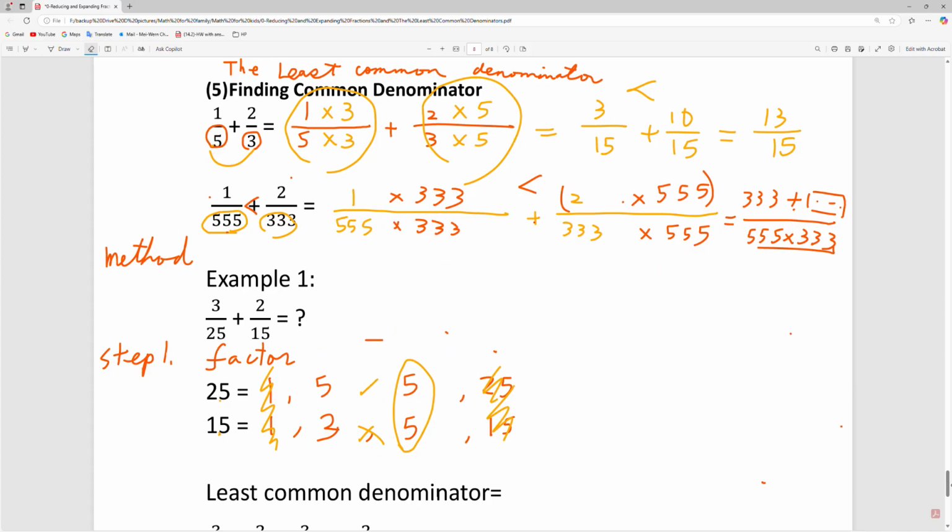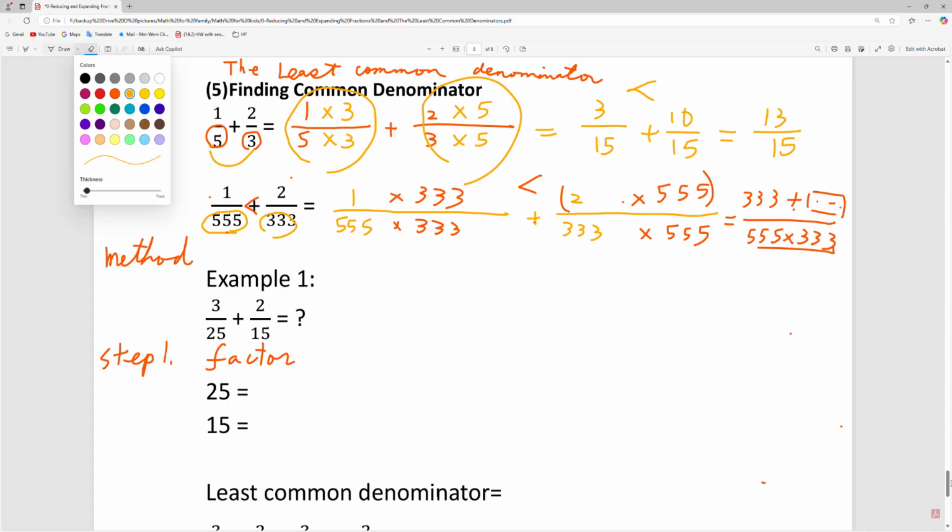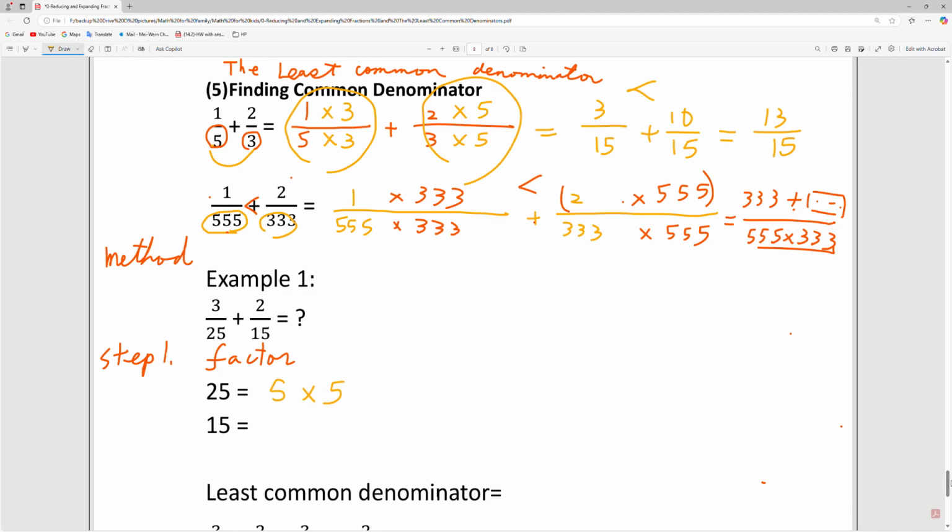Okay, step 1, we factor. You can use the method starting from 1, 2, 3, 4, 5 to guess the right factor. Okay, and then 25 is 5 times 5, 15 is 3 times 5. Then what should you do? You rewrite these fractions, 3 and 2. 25 you change to 5 times 5, and 15 you change to 3 times 5.